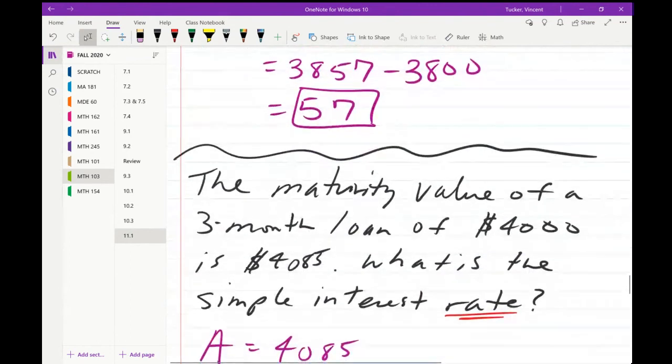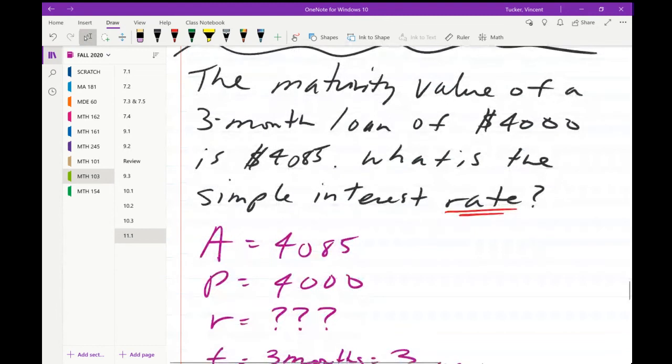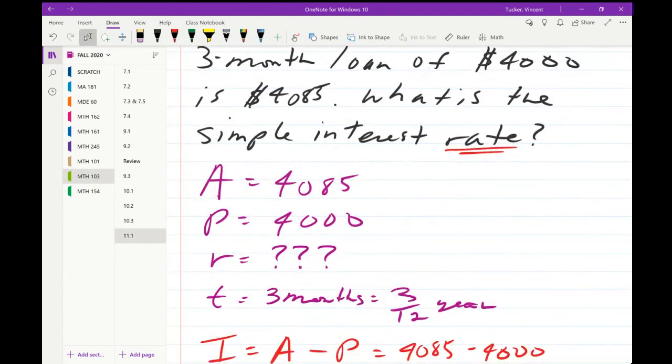All right. This may be the last one. It says the maturity value of a 3-month loan of $4,000 is $4,085. Find the simple interest rate. All the ones up to this point, they gave us the rate. This time they want us to figure out the rate. So they give us the future value, or maturity value, which is 4085. They give us the principal, which is $4,000, the initial amount of the loan. And they tell us it's 3 months, so we put 3 over 12. The rate is what we're trying to find.